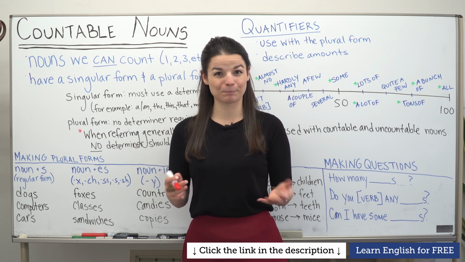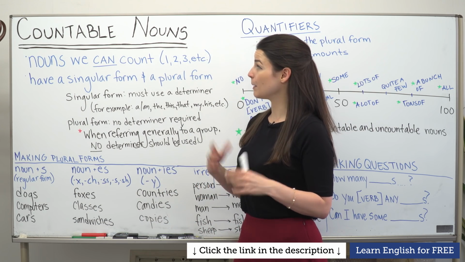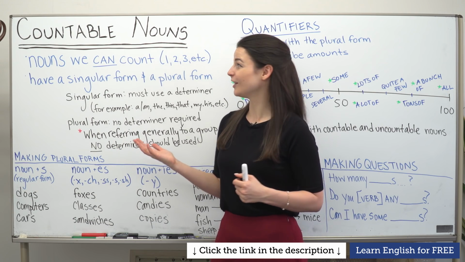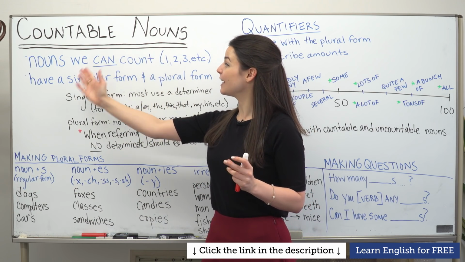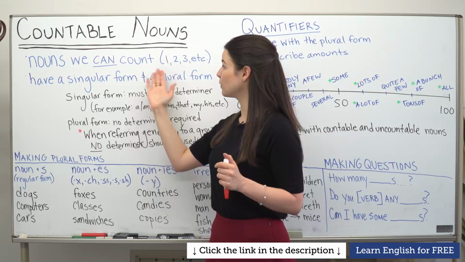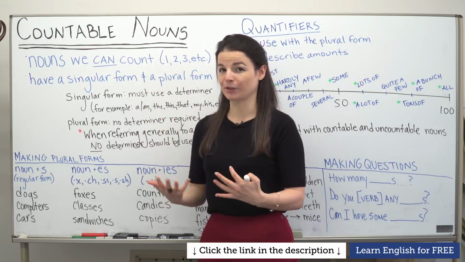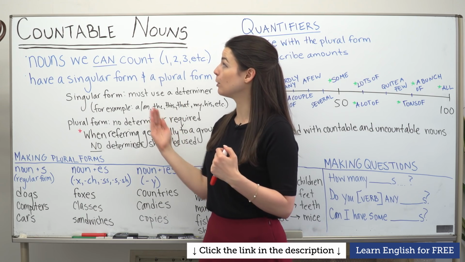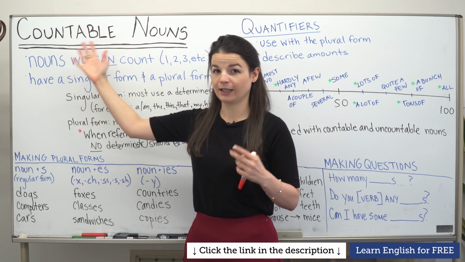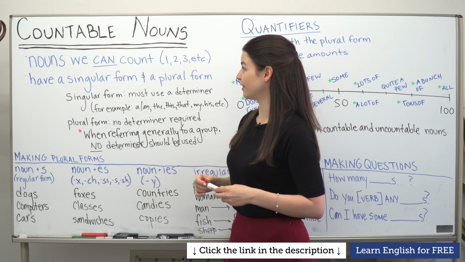So let's get started. Okay, so the first point, maybe the most important point first of all, is that countable nouns are nouns which we can count. We use numbers 1, 2, and 3, and we can count the numbers of these nouns. They are countable, able to be counted. That's the first point for today's lesson.